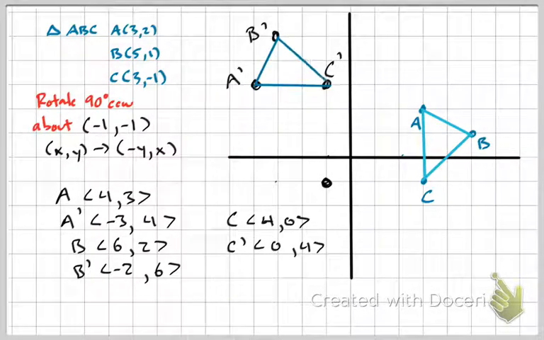And let's do a quick check. A to A prime, 90, good. B to B prime, 90, good. C to C prime, 90, good. So like I said, guys, you have to put your thinking cap on a little bit for this one, but hopefully I did a good job explaining it to you. Let me know if you have any questions.